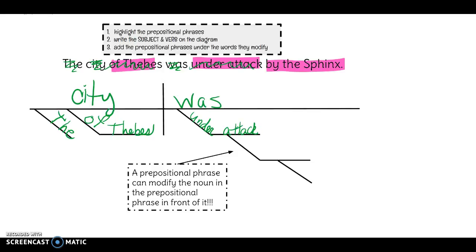Now I've got another prepositional phrase. I have to figure out what it's describing. What we're going to find is that a prepositional phrase can modify the noun in the prepositional phrase in front of it, or the object of the preposition in that previous prepositional phrase. So I'm going to ask myself, is it was by the Sphinx or an attack by the Sphinx? And it was an attack by the Sphinx. So I'm going to do the same thing. It's going to be connected to this noun because that's what it's describing. By goes on the line. The noun goes on the straight line. And then I've got a modifier for the Sphinx, and it is the word the.